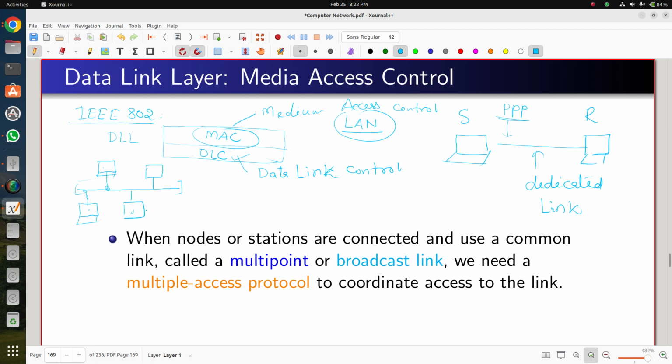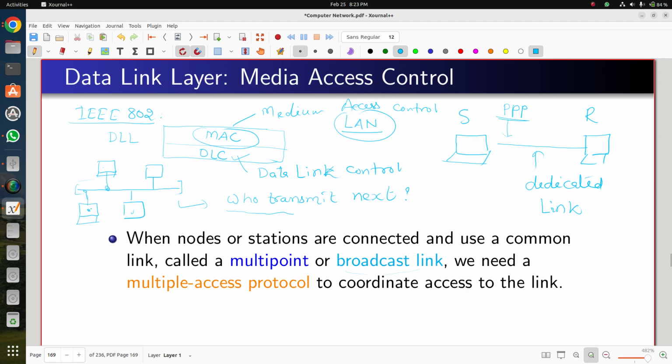Now in such a scenario, which is also called a multi-point or broadcast link, you need to regulate who can transmit next. The important question is who transmits next. This question needs to be addressed properly.